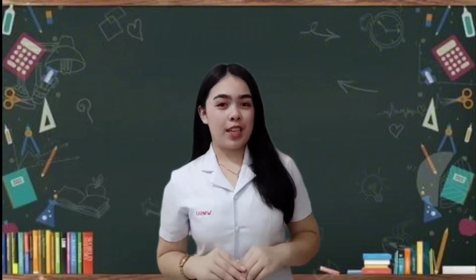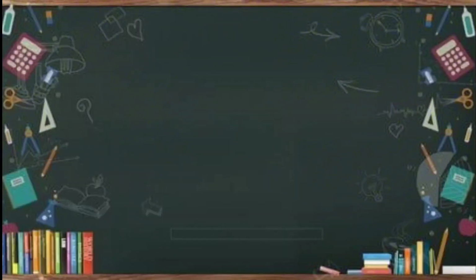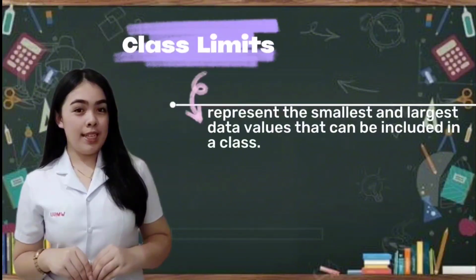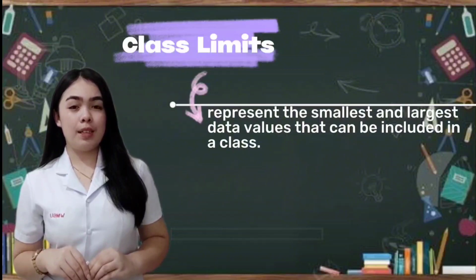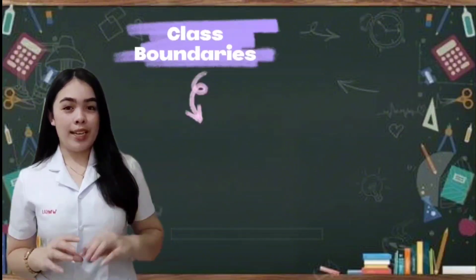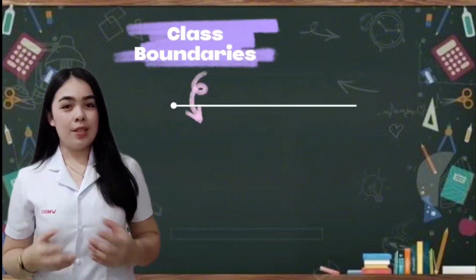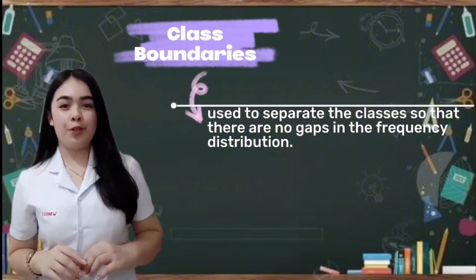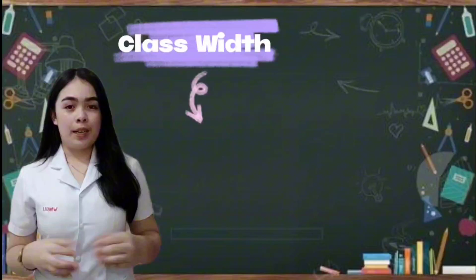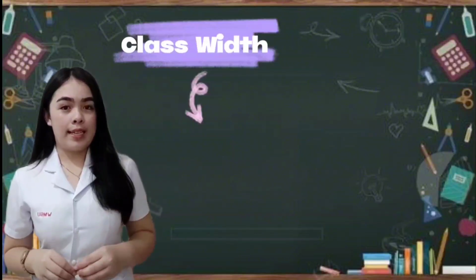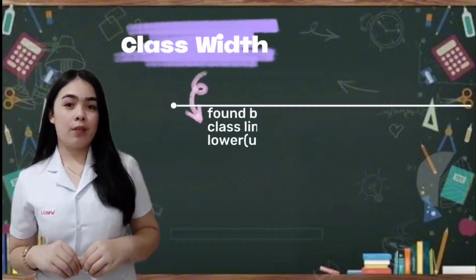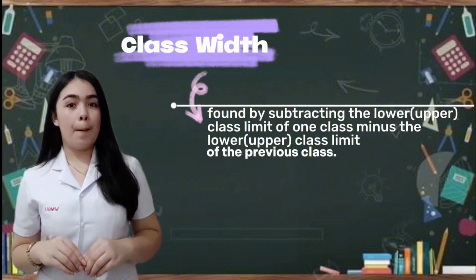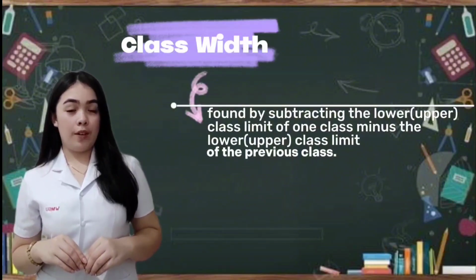There are terms associated with the grouped frequency distribution. The first one is the class limits. Class limits represent the smallest and largest data values that can be included in a class. The second one is the class boundaries. The class boundaries are used to separate the classes so that there are no gaps in the frequency distribution. Then the class width. The class width for a class in a frequency distribution is found by subtracting the lower or the upper class limit of one class minus the lower or upper class limit of the previous class.